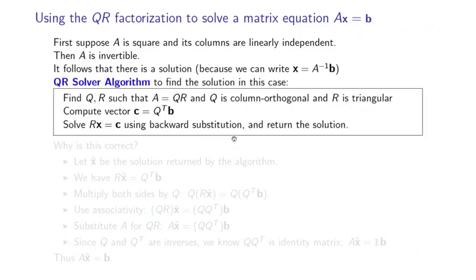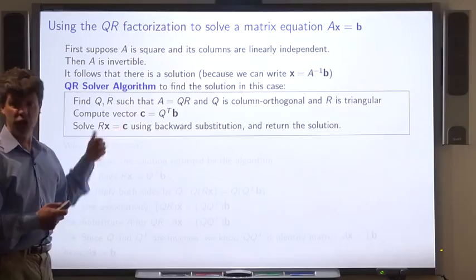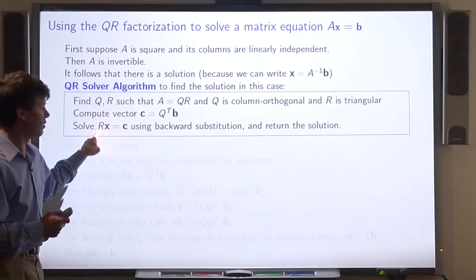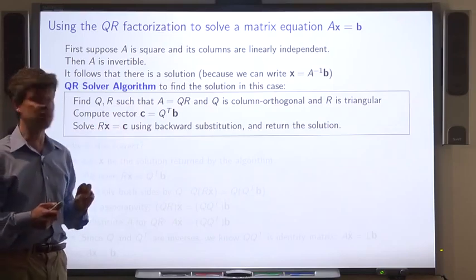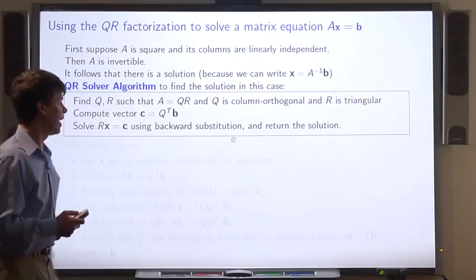First, we find a QR factorization, a pair of matrices Q and R, such that A equals the product of Q and R. Q is column orthogonal and R is triangular. Next, we compute the vector c by multiplying Q transpose times b. And finally, we solve Rx = c. We can do that since R is a triangular matrix, so we can use backward substitution, and then return the solution.